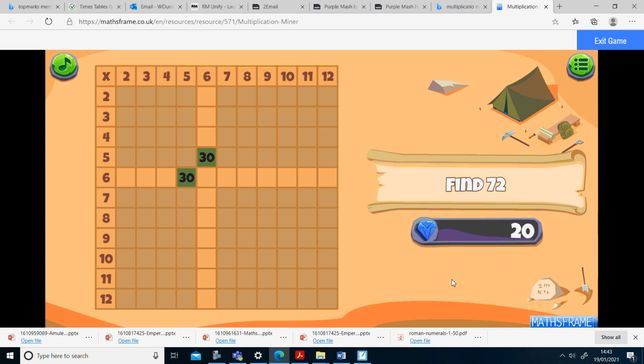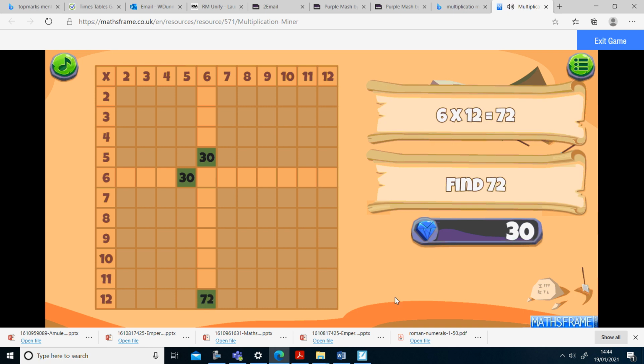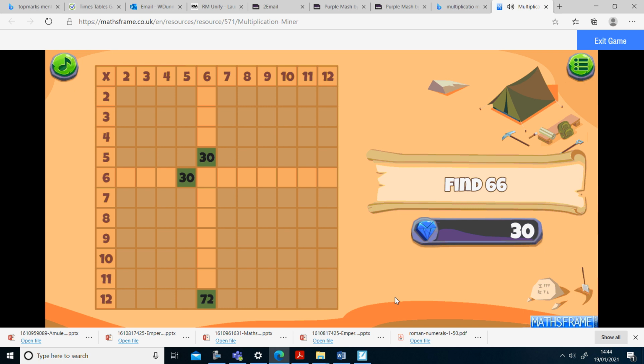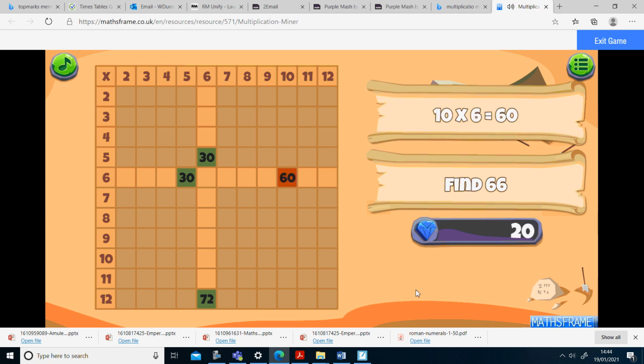Now it wants me to find 72. So I'm thinking about what I times by 6 to get to 72. And I know that 6 times 12 is 72. Now it wants me to find 66. Oh, I think that 10 times 6 is 66. So I'll go across to my 10, down to my 6, and I think this is 66.